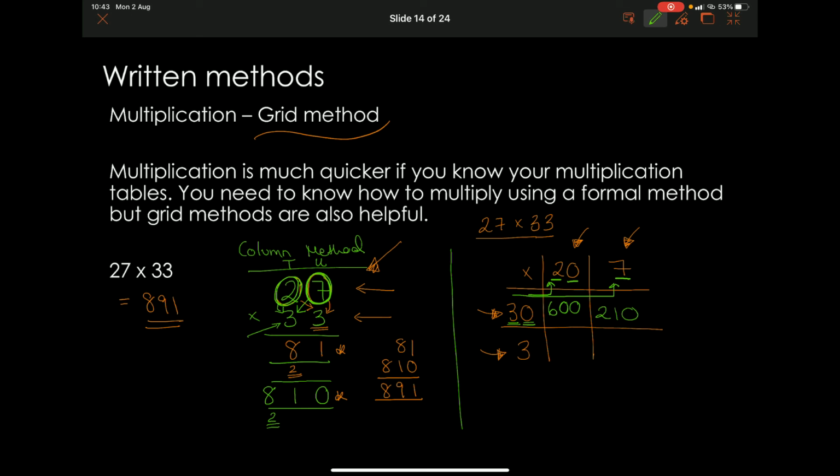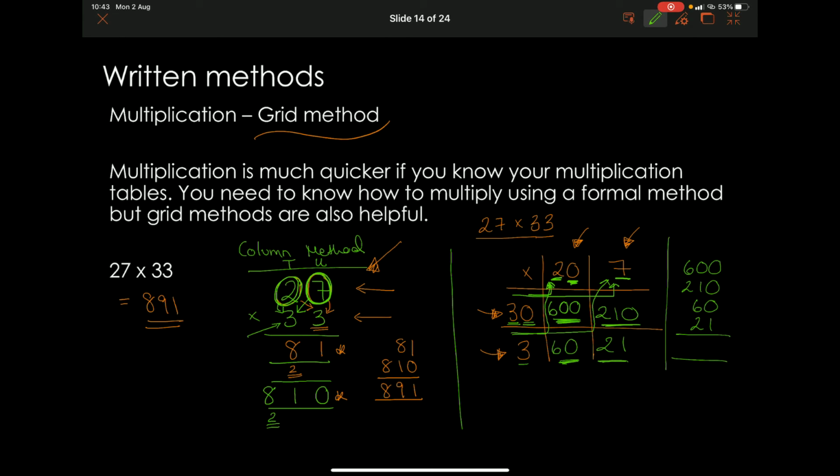Okay. And then we'd go down to the 3 and we would do 3 times 20. Again, 3 times 2 is 6. And then we add the 0 on from the 20. And then finally we do 3 times 7. And 3 times 7 is 21. So all you have to do now is we add up all of the answers that we've got. We've got 600, 210, 60 and 21. So we're going to write them down here, 600, 210, 60 and 21.